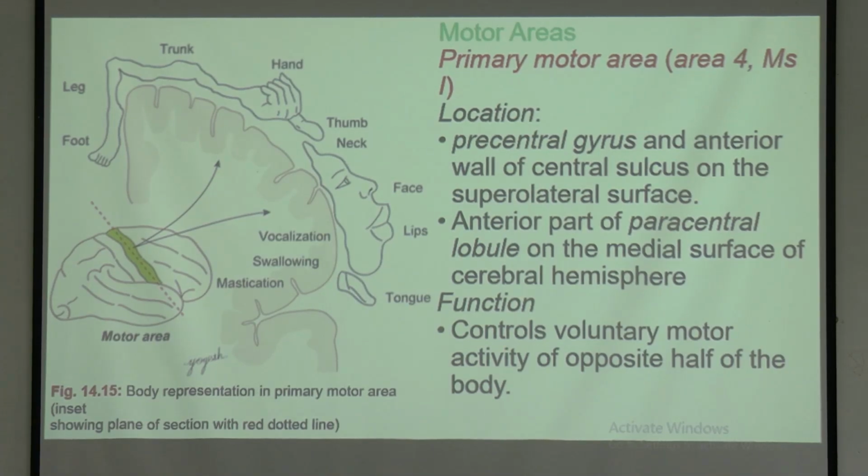Where is it located? It's located in the pre-central gyrus. That means, going ahead of the central sulcus, the gyrus in front of the central sulcus is what we call the pre-central gyrus. It's the house for this area 4. And what is this area doing? It controls voluntary motor control on the opposite side of the body. Right half controls left side, left half controls right side. That's it. So primary motor area number 4, this we have to remember.